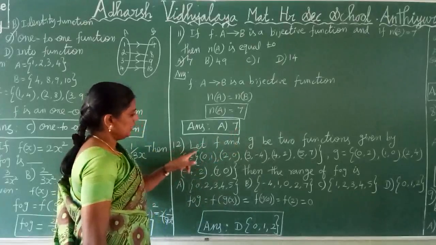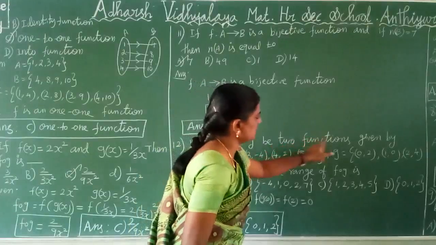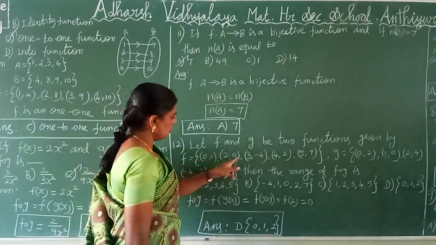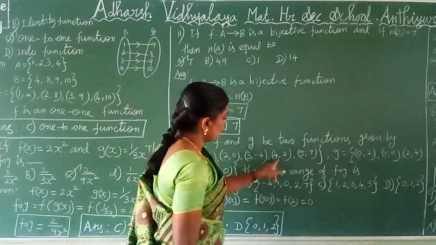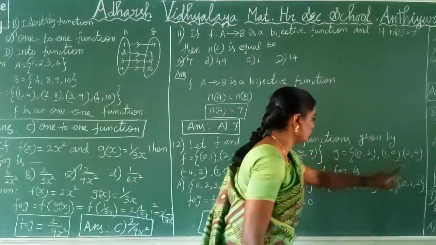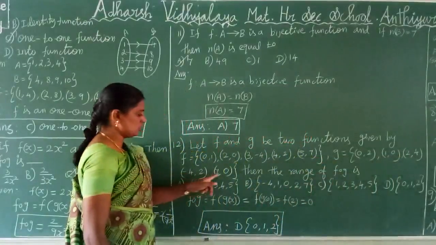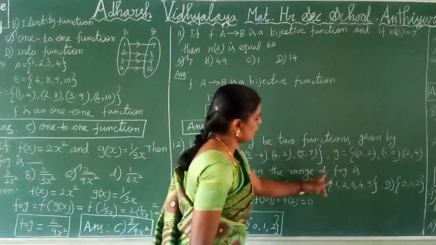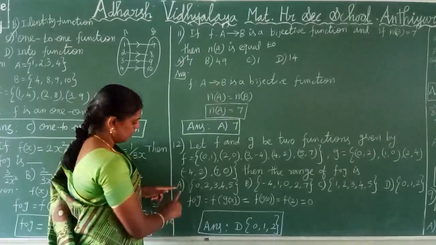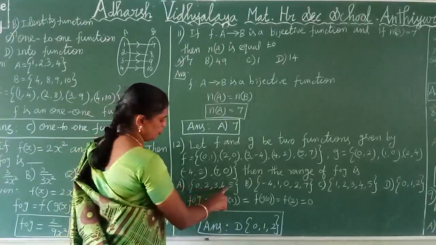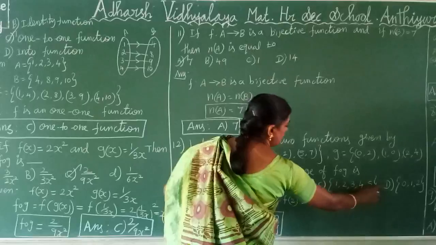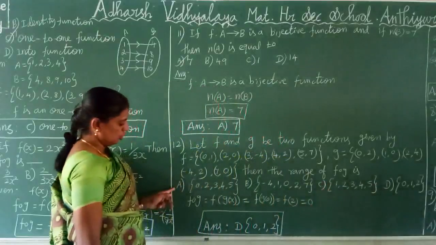Next, 12. Let f and g be two functions given by f is equal to {(0,1),(2,0),(3,-4),(4,2),(5,7)} and g is equal to {(0,2),(1,0),(2,4),(-4,2),(7,0)}. Then the range of f composition g is: A option 0, 2, 3, 4, 5, B option -4, 1, 0, 2, 7, C option 1, 2, 3, 4, 5, D option 0, 1, 2.